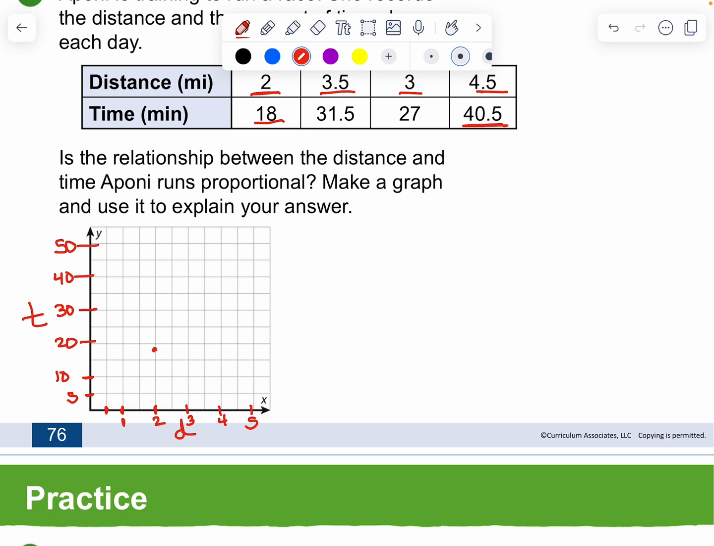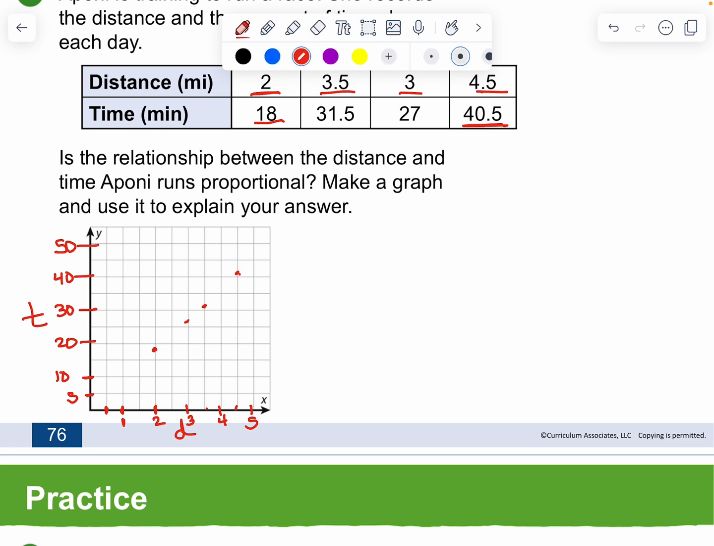3.5 and 31.5. So 3.5, 31.5 is a little higher than 30. 3 and 27. 4.5 and 40.5. That'll just be about right here. Didn't mean to make that spot.